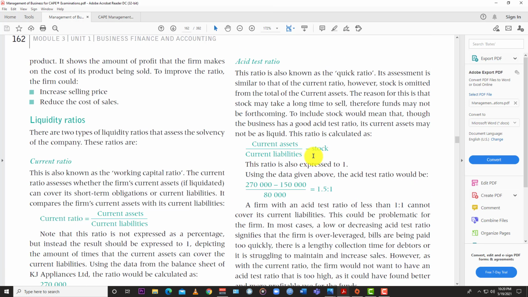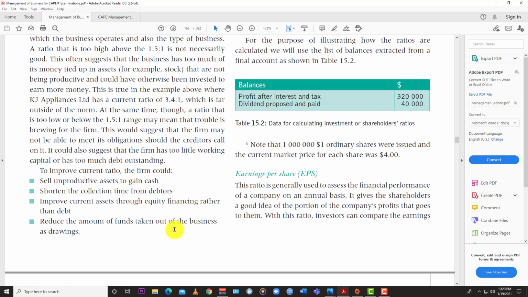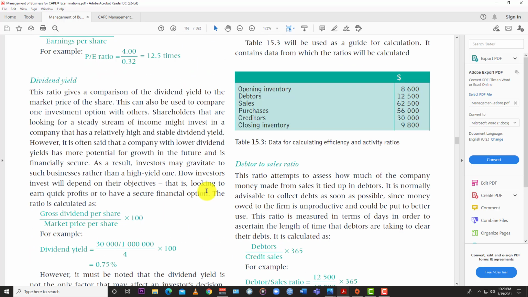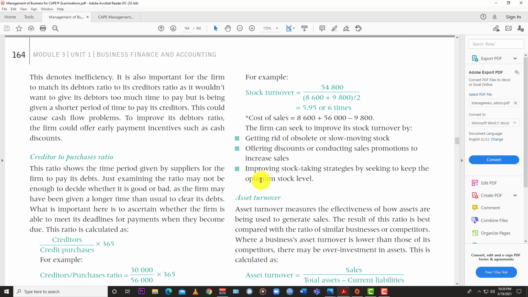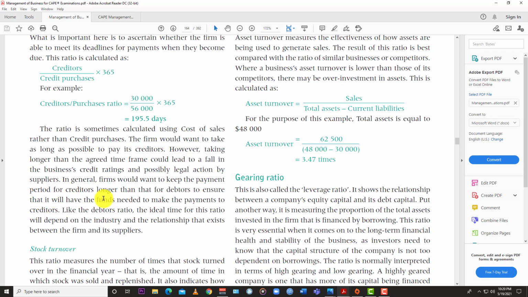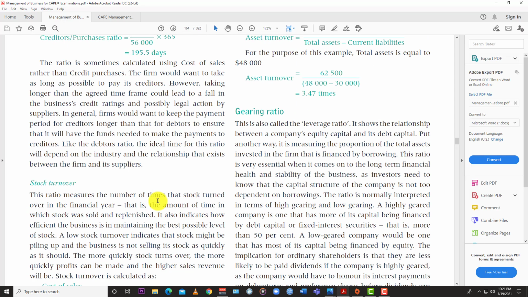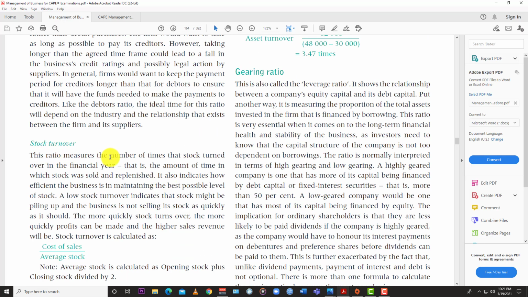If you look at what the textbook says about stock turnover ratios, you'll see that a high stock turnover ratio is good. See right here, 5.95 or 6 times, that is good. They say here this measures the number of times that the stock turned over in the financial year. That is the number of times stocks were sold and replenished. So if stocks were sold and replenished only 1 point something times in the financial year, that is not good. Sales are slow, and that is not a good thing.